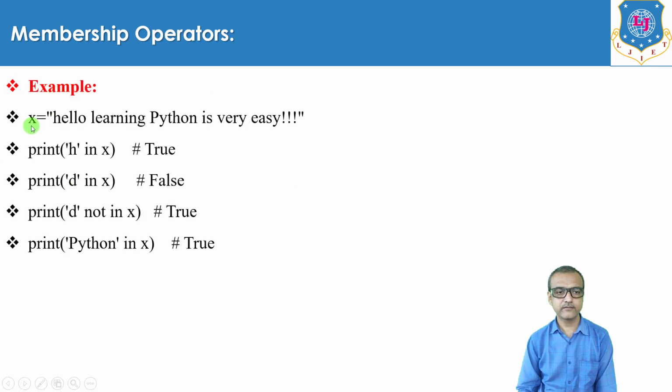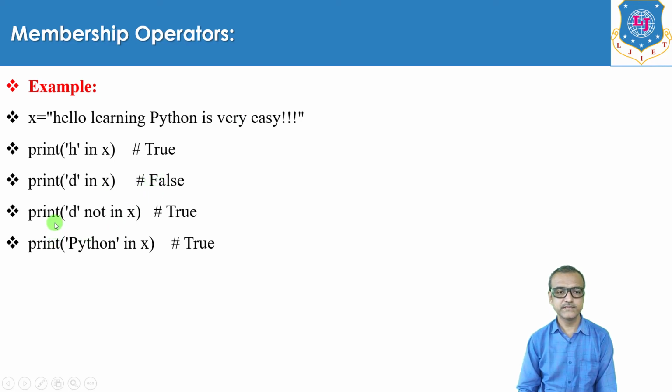See, here is the example. x equals "hello, learning Python is very easy". So print of h in x. Now check whether h is present in this statement or not. Definitely yes. So the output of this print statement is true. Now print of d in x, whether this d is present in this statement or not. See, d is not present, so the output of this print statement is false.